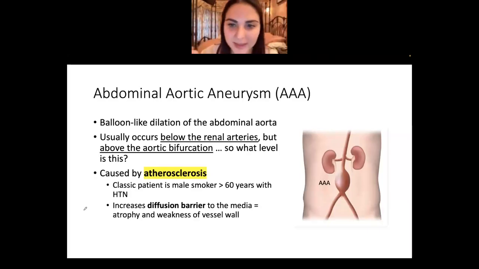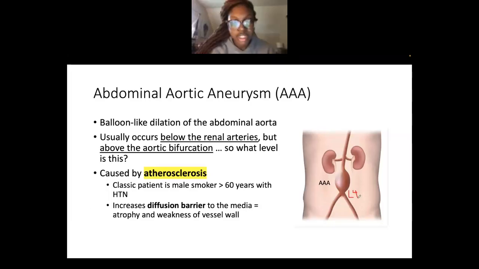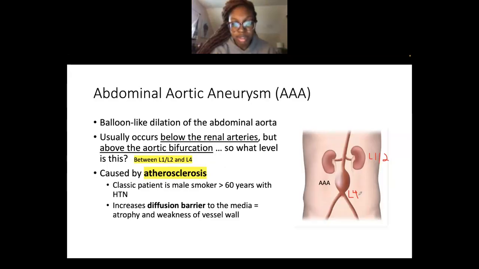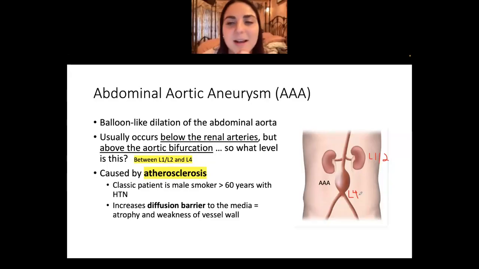The most common location, and this is what they will give you if you get an abdominal aortic aneurysm, is below the renal arteries but above the aortic bifurcation. So what level would that be? But you guys probably already have it. If you didn't look, the bifurcation is at L4. Yes, good. And the renal arteries are L1, L2, so somewhere between. Perfectly put. So between L1, L2, and L4. That's just where it's going to be, between these two levels. Anything above this is going to be your thoracic aortic aneurysm. Okay.